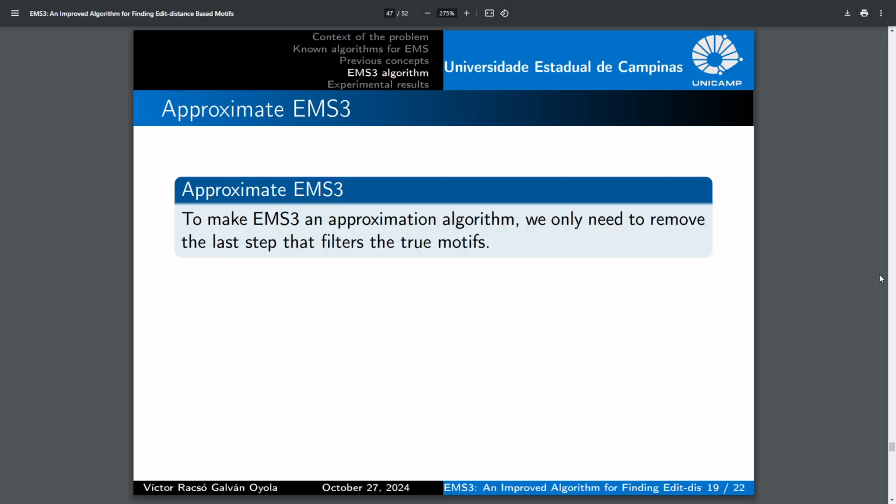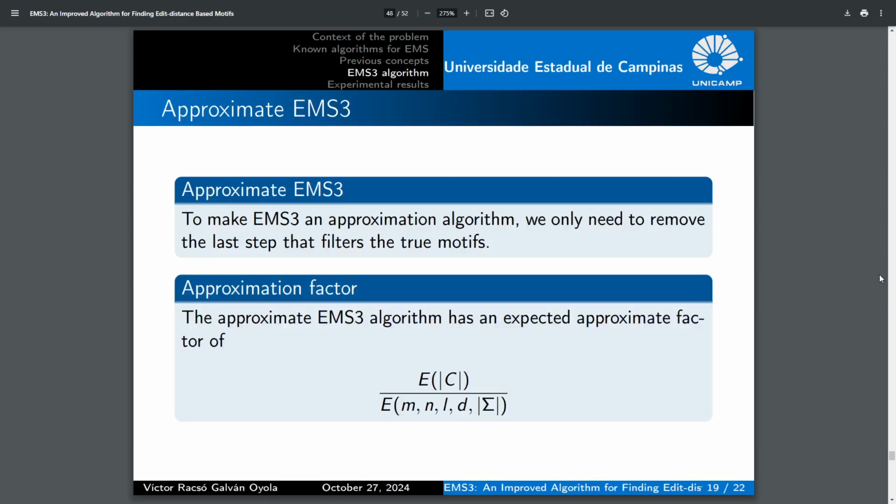Then we have the approximate EMS3. We can just make it an approximation algorithm if we remove the last step, because it filters the true motifs. If we don't filter, we have a superset. So we're going to have an expected approximation factor of the expected number of candidate motifs over the expected number of motifs on the set of strings.